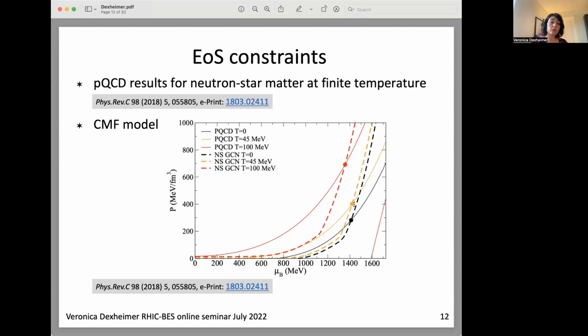And then I also show for some larger temperatures that can be reached in supernova explosions and neutron star mergers, how the model stays within the region for the relevant regime. And the reason why it gets out of the region later on is because it has vector interactions that do not disappear as the density increases.